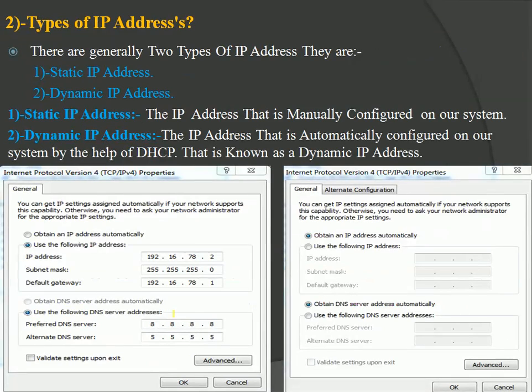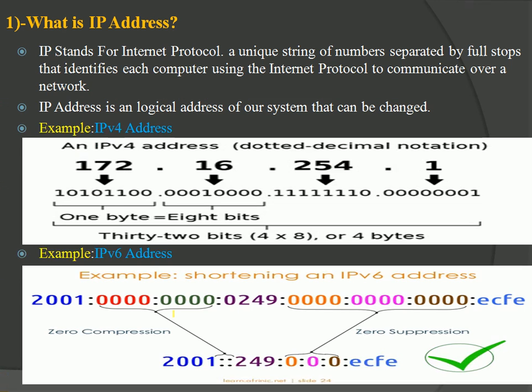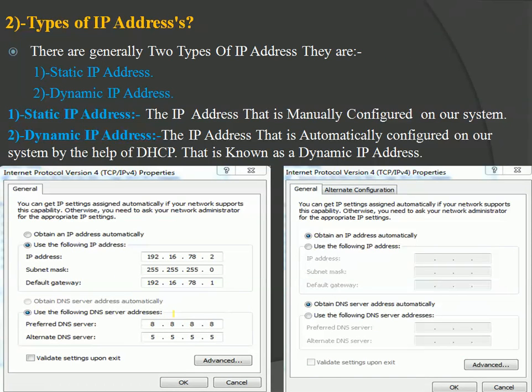The second topic is types of address. There are two types of IP address. The first one is a static address and the second one is a dynamic address. What is a static address and what is a dynamic address? The address that we need to put in our device manually is known as a static IP address, and the dynamic IP address is provided by our network to our system automatically.